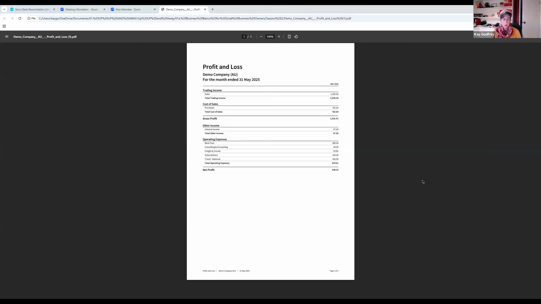So all those figures I've been talking about, I think they make more sense when you look at them in this format. So here you've got your income, your sales, then you've got your cost of sales, your purchases, and your gross profit. Any other income, which is just interest, and then your expenses are broken down for you. So these are all the figures that you need to look at every month to see how your business is doing and to see what improvements you could make.